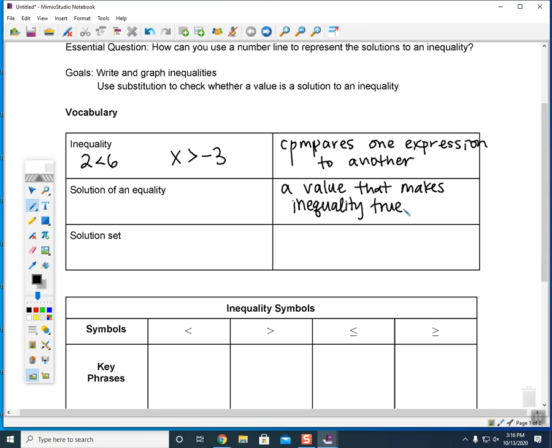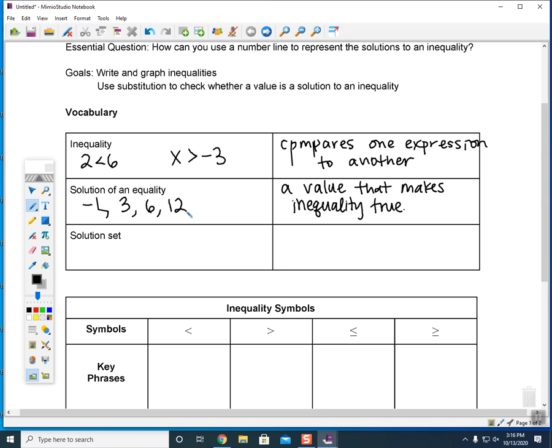So if I'm looking at x is greater than negative 3, right, I could have negative 1 is a solution to my inequality. 3 would be a solution. 6 would be a solution. 12 would be a solution, right? Anything greater than negative 3 is a solution of my inequality.